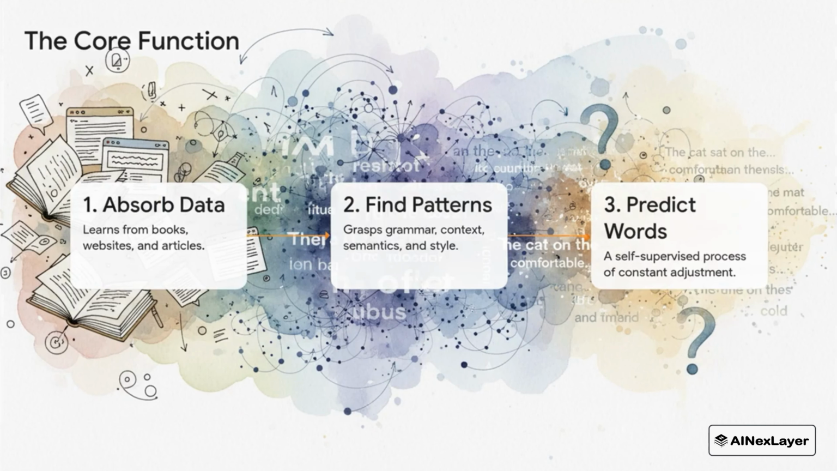Its main function is, in theory, pretty simple. First, it just soaks up a huge library of human knowledge. We're talking books, websites, articles, the whole shebang. From all this data, it starts to learn the patterns and all the complex relationships between words. And then it funnels all of that learning into one primary goal: predicting the most likely next word in a sentence. It's this powerful, continuous cycle of prediction and self-correction.